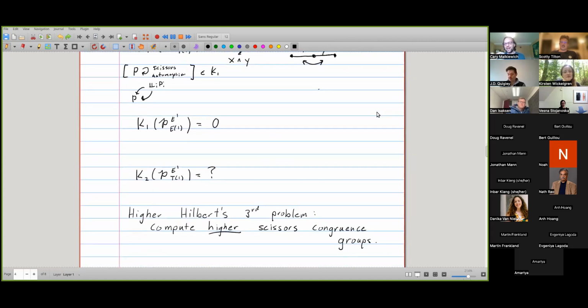So let's state this as the higher form of Hilbert's third problem, right? Hilbert's third problem was about computing K0 of the spectrum. So the natural higher form is to compute the scissors congruence groups.